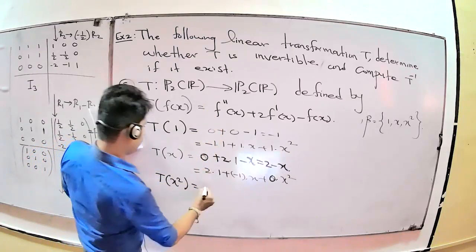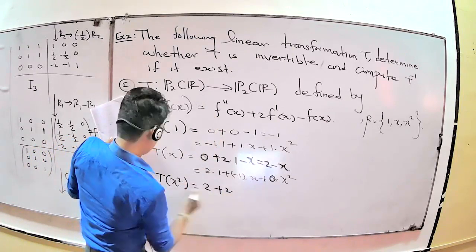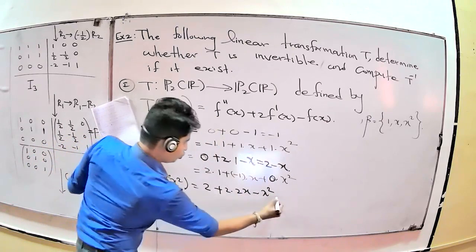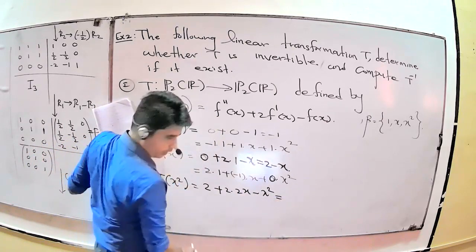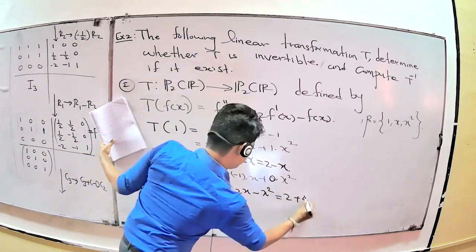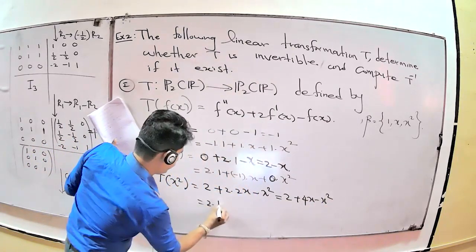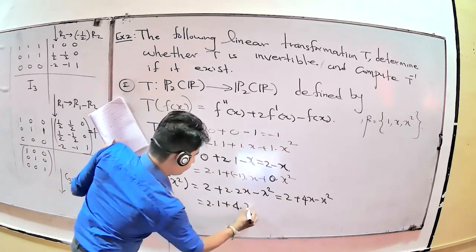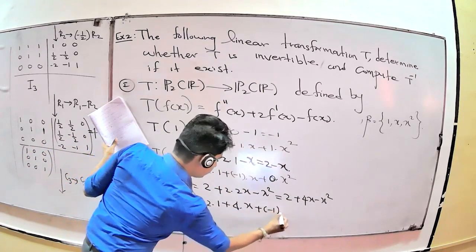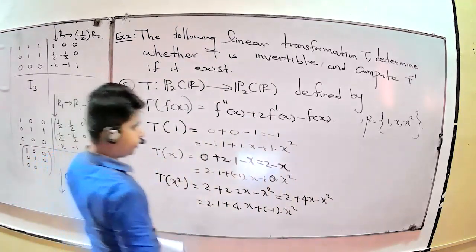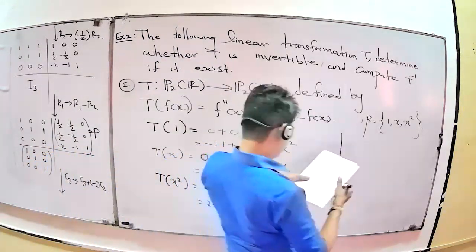Now take the second derivative of s squared, which becomes 2 times s squared, that means 2x minus s squared. You simplify this first, right? 2 plus 4x minus s squared. Then you can write this part as 2 into 1, 4 into x, plus minus 1 into s squared. From these three things, you can get the representation matrix.